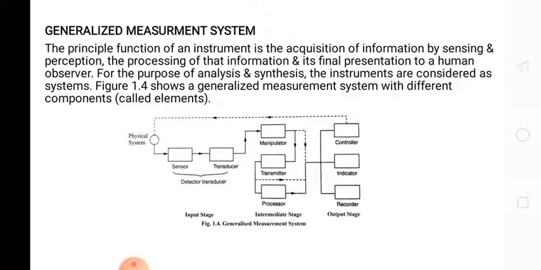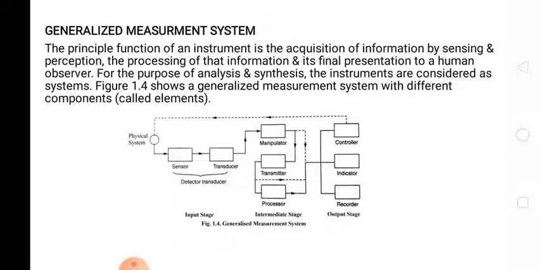Now, the principal function of an instrument is the acquisition of information by sensing and perception, the processing of that information, and its final presentation to a human observer. Any instrument acts as an acquisition of information. Means that instrument senses some signals from the measurement, processes those signals by using the different components of the generalized measurement system, and converts that information into a presentable form to the human observer. So for that purpose we will have to study this generalized measurement system.